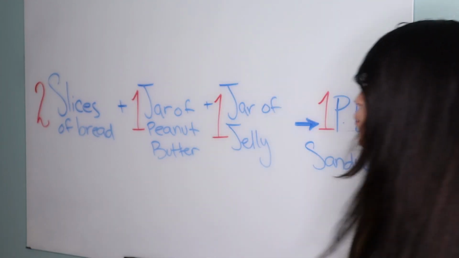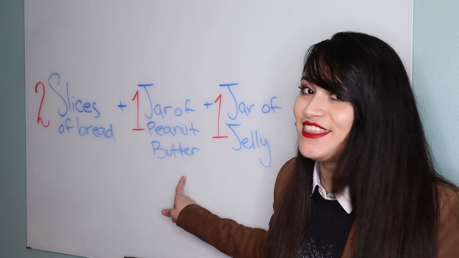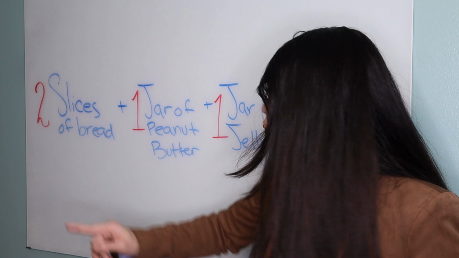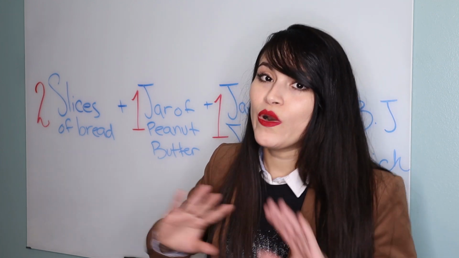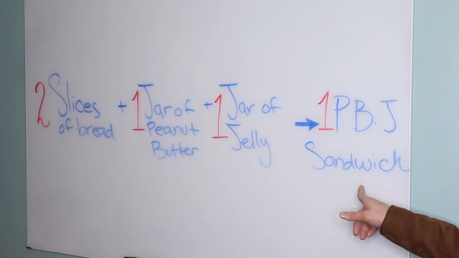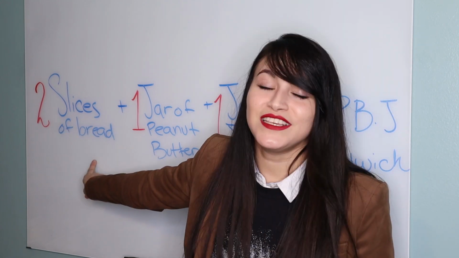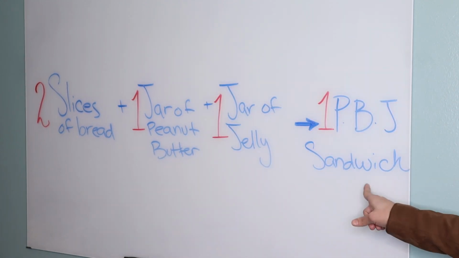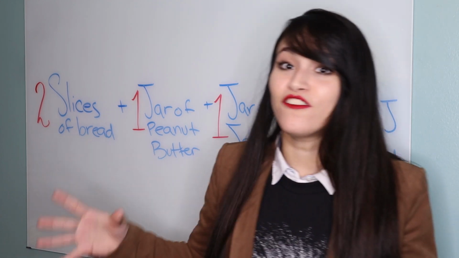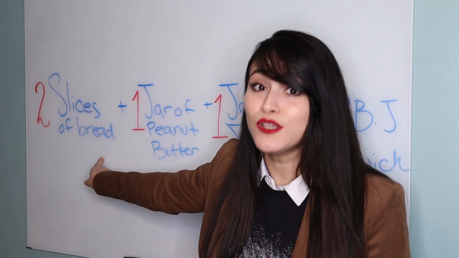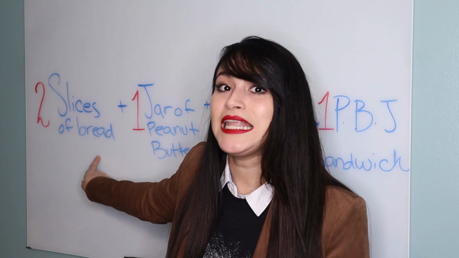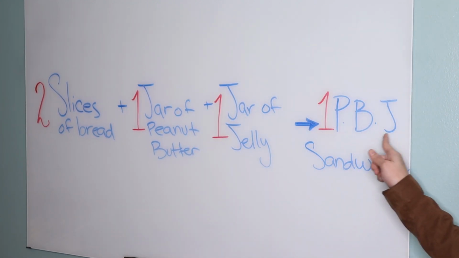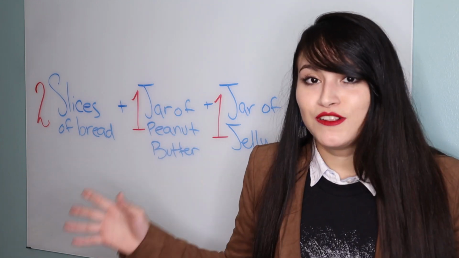It does not matter that we have 1 jar of peanut butter. It does not matter that we have 1 jar of jelly, because at the end of the day, when we run out of slices of bread, we're not going to be able to produce any more sandwiches. So when we run out of this reactant, we are no longer going to be able to produce any more product. Therefore, since this is what's going to be consumed first, it's what's going to be limiting the amount of product, in this example, peanut butter jelly sandwiches, that we're able to make.